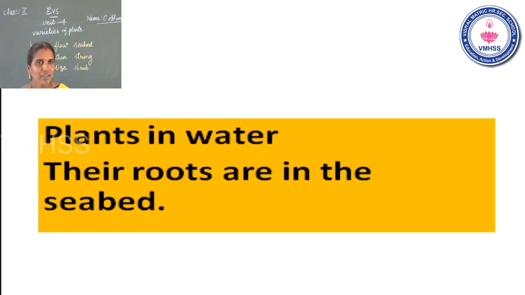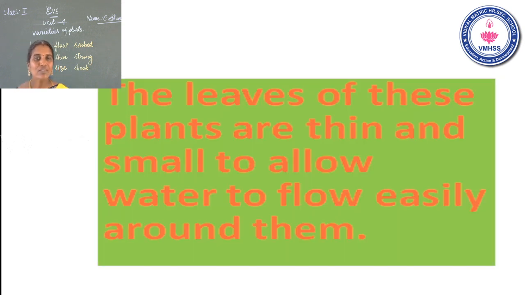Dear children, again I repeat. Plants in water. Their roots are in the seabed. Okay, where? In the seabed. The next one, the leaves of these plants are thin. How are they? Thin and small to allow water to flow easily around them.